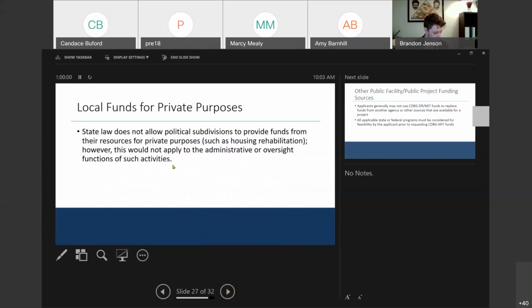State law does not allow political subdivisions to provide funds from their resources for private purposes. The example of that is that political subdivisions cannot provide normal operating funds for housing rehab, but this would not apply to the administrative oversight functions of these activities. Those can be taken care of by the local government.